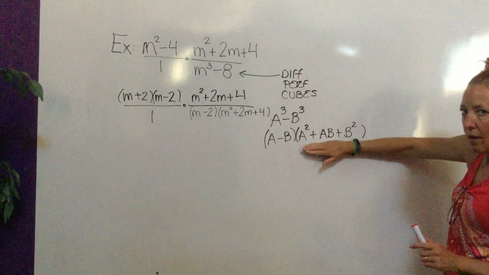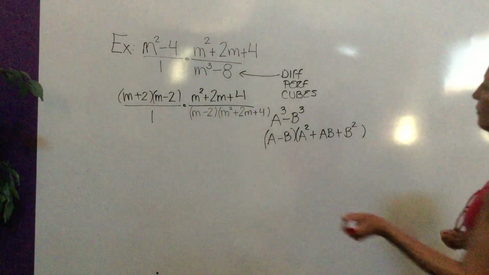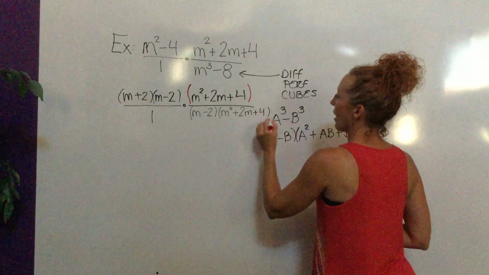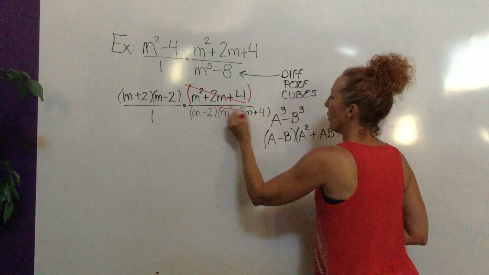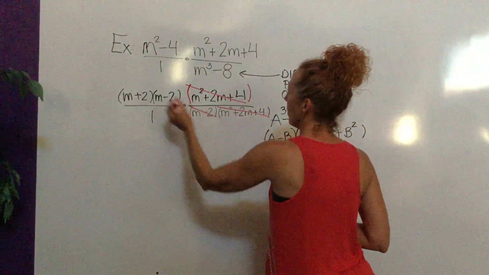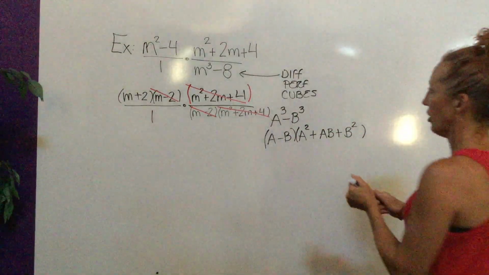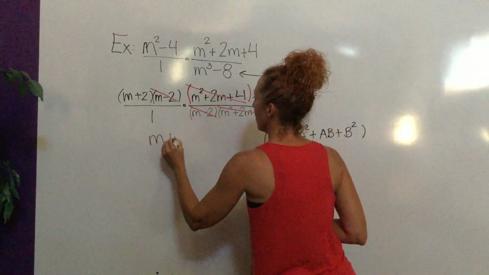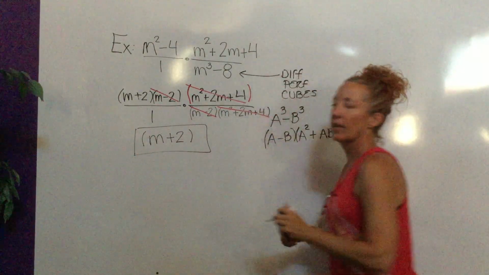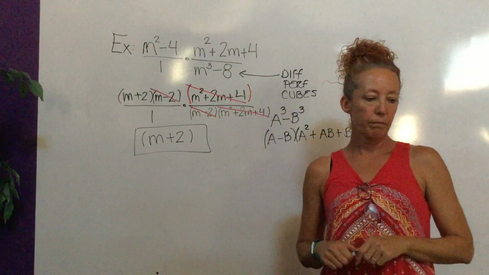And so now, if you take a second glance at your problem, this whole thing is that whole thing. And that will cancel. And then this cancels with this. And so that's why I wanted to show you. And that takes care of that, and your final answer is m plus 2.